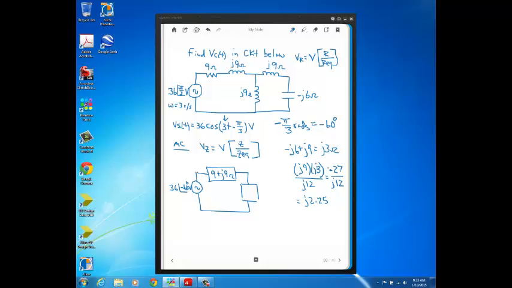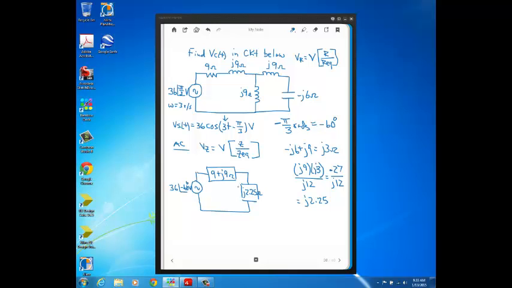And then when this j comes up top, it changes sign. So it's plus j here, it changes sign when it goes to the numerator, so minus j, but then there's already a minus sign there that makes it plus. So you see j 2.25, that's the impedance for this j9 and minus j6 in series in parallel with that j9.